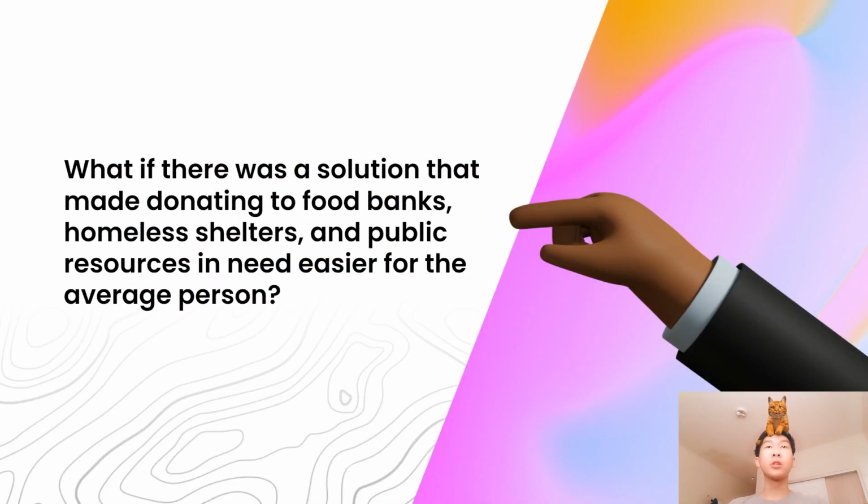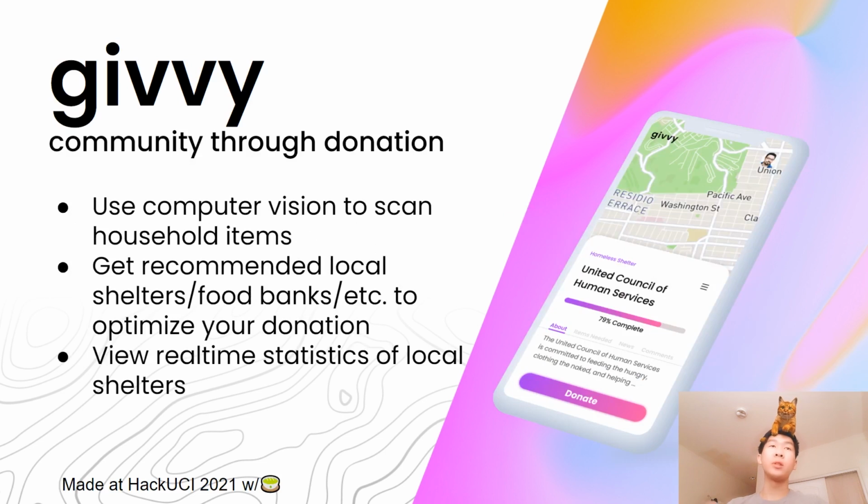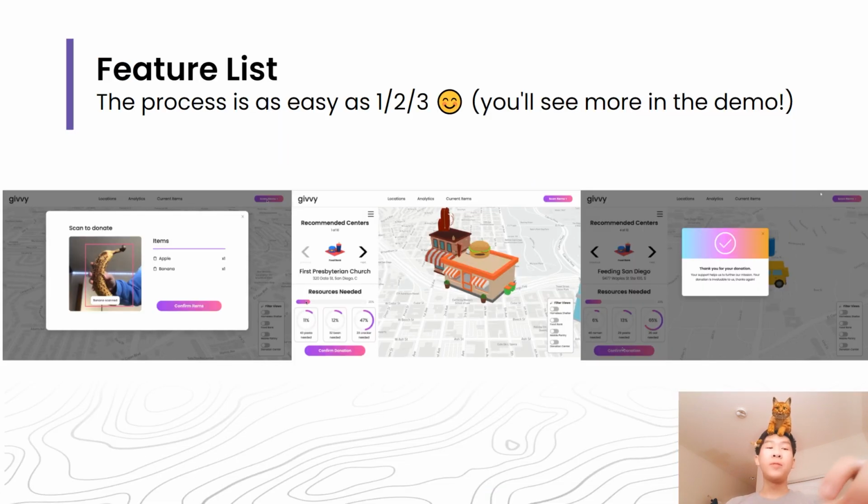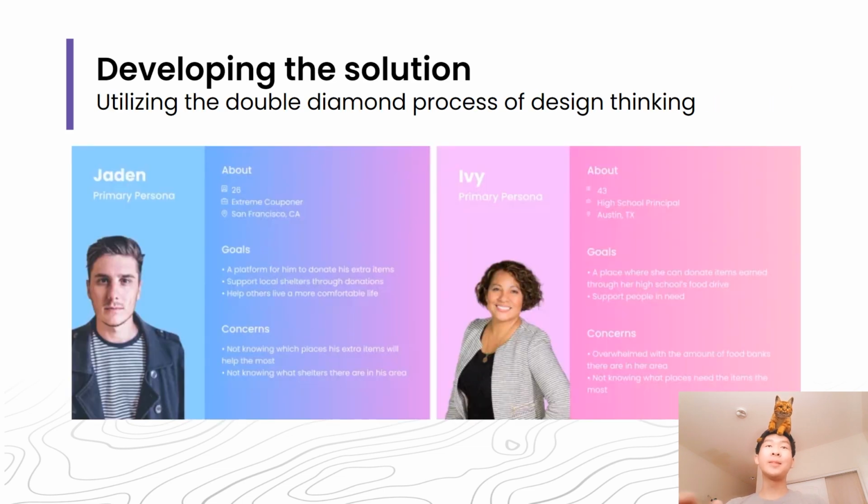So what if there was a solution that made donating to food banks, homeless shelters, and public resources in need easier for the average person? And this is where Givvy comes in. Givvy is community through donation. We use computer vision to scan household items, get recommended local shelters and food banks to optimize that donation, and then reveal real-time statistics of those local shelters. The feature list will come a little bit in the demo, but you scan your items, look at the 3D models on the map, select which sort of center you want to donate to, and then hit confirm. It's as easy as that.